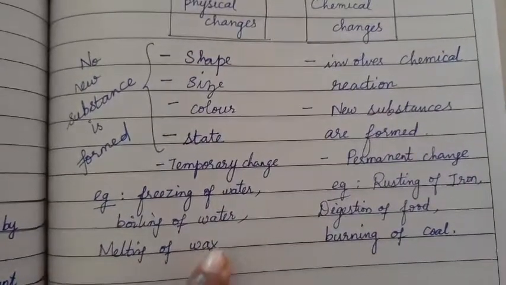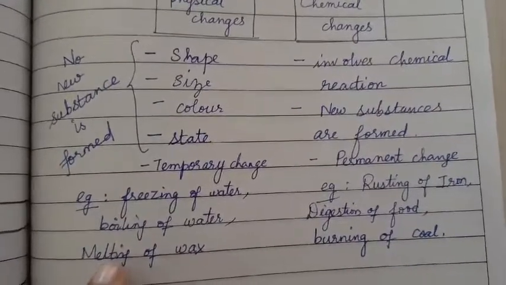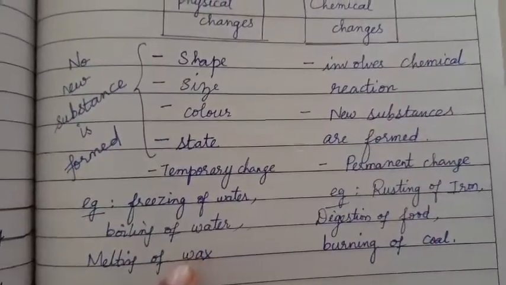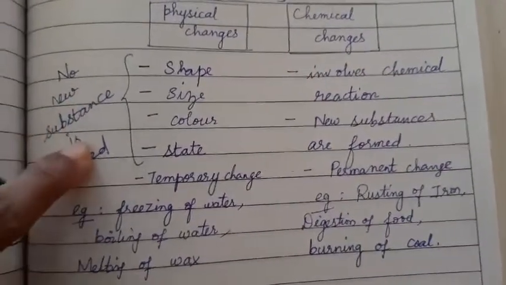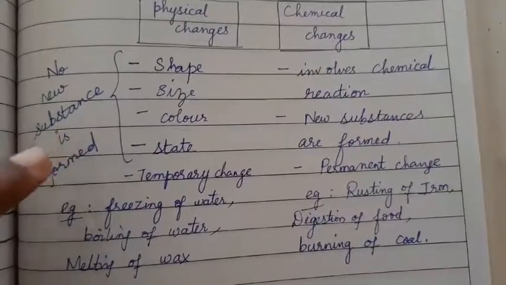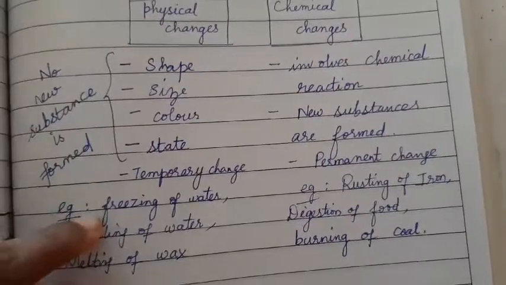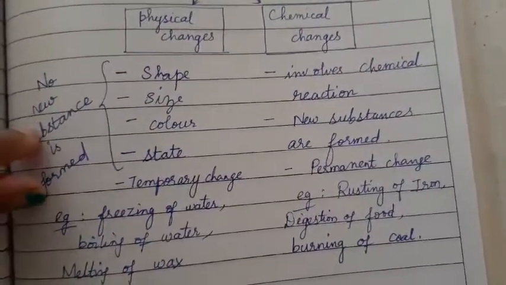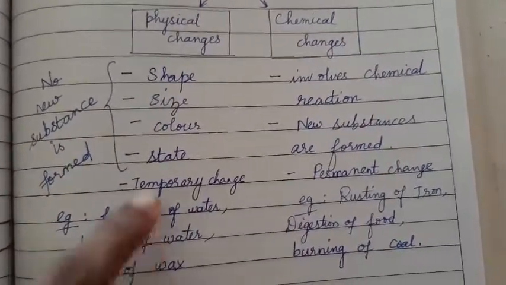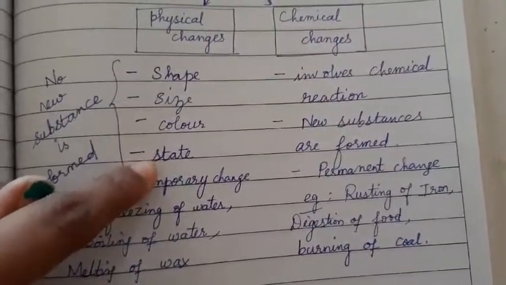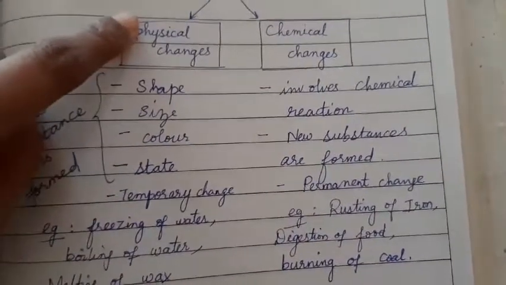Melting of wax. Wax, whether in the solid state or once it has been melted into a liquid, its composition will remain the same. There is no place for the formation of a new substance here in the case of a physical change. Understood? This is a very important point, that no new substances are formed. The same product will be reformed into another one based on the physical properties.